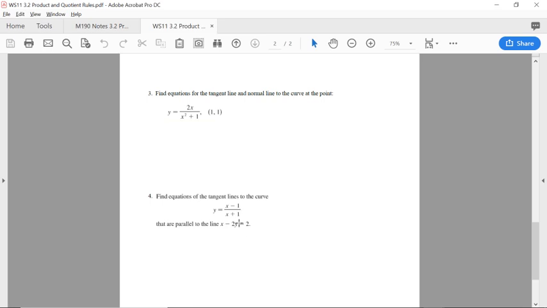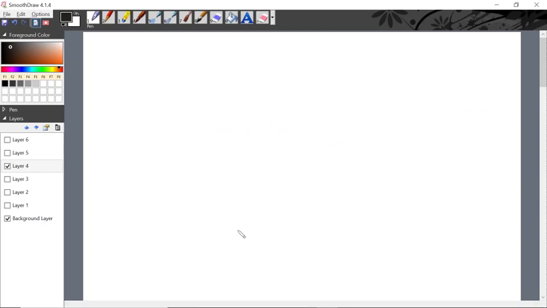Now, in order for lines to be parallel, the tangent line and this line, they have to have the same slope. So we need the slope of the line that we're given, and we need that slope to be what the derivative of our function is equal to, and that's how we'll find the points on the curve. The points on the curve whose tangent lines would be parallel to this line right here. So let's try that out.